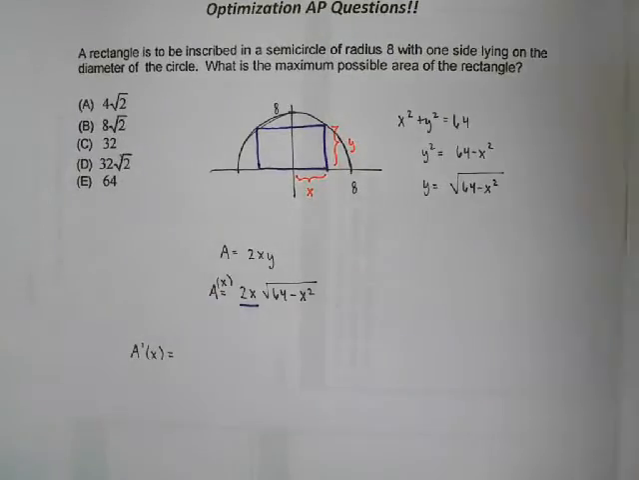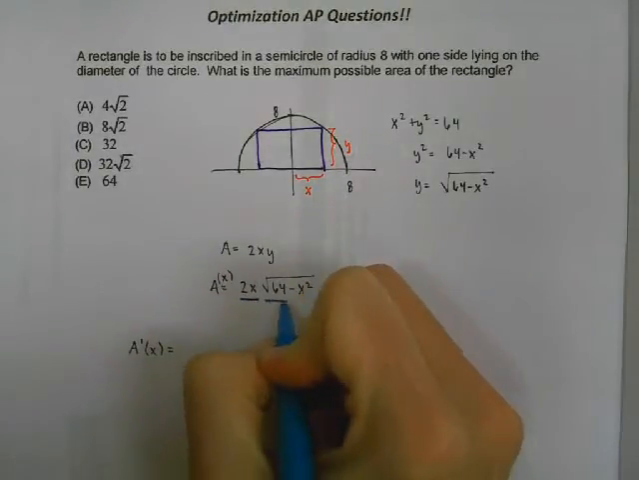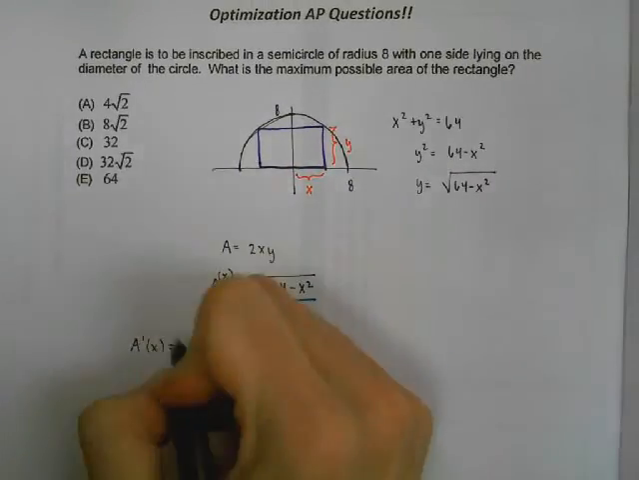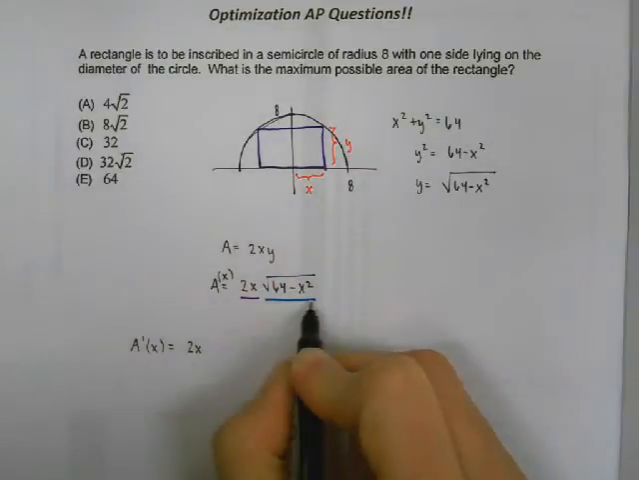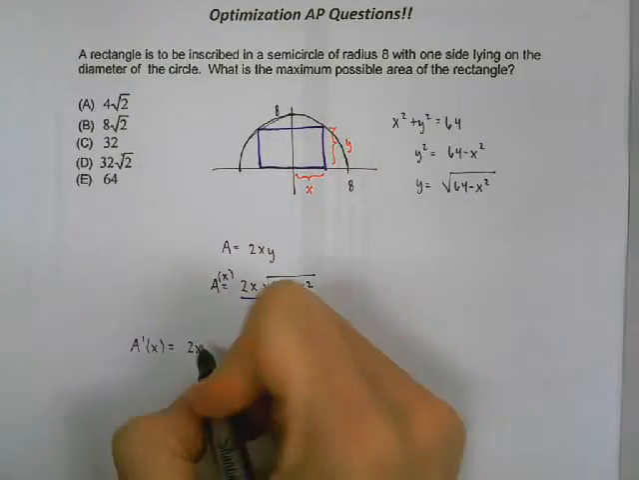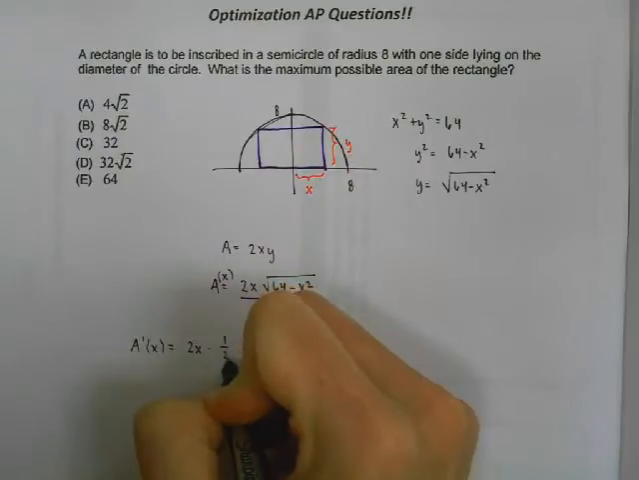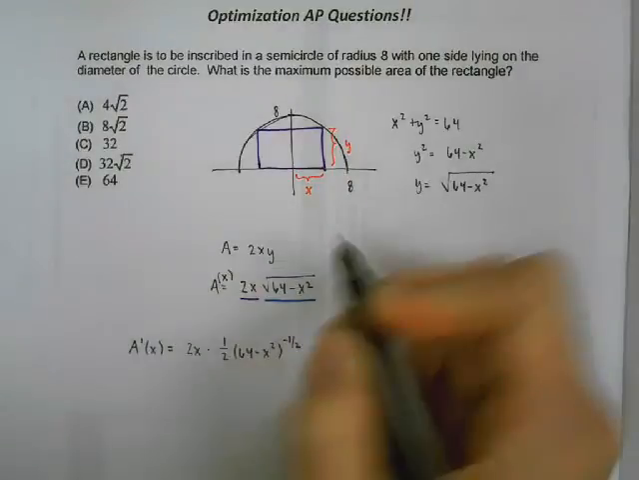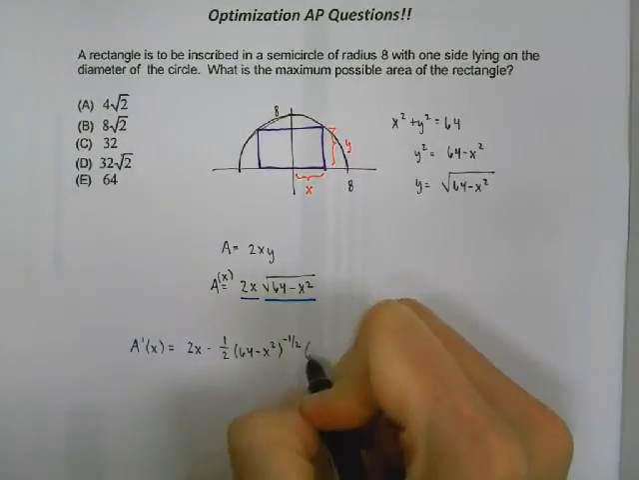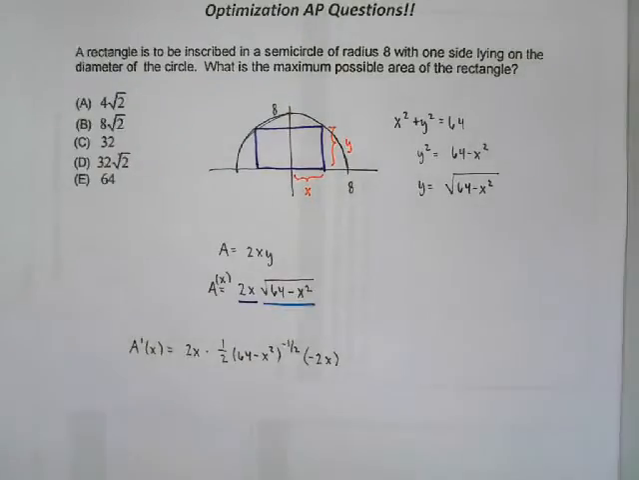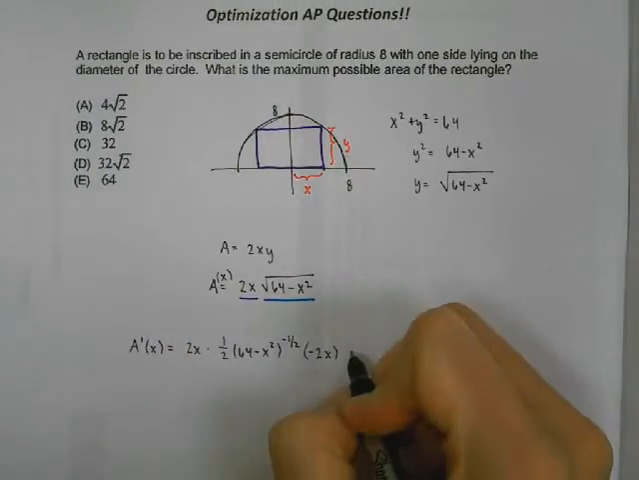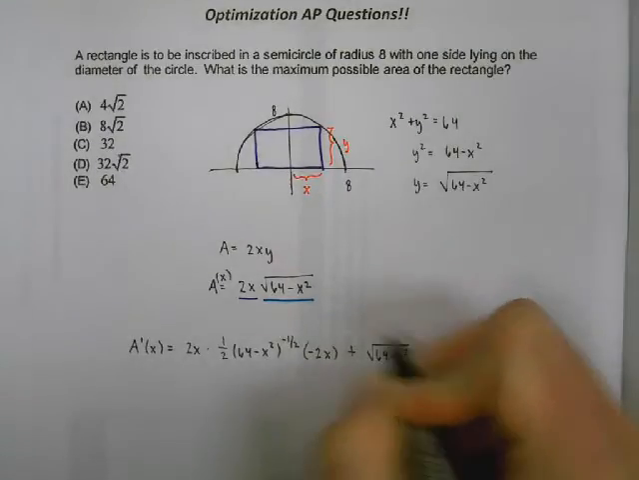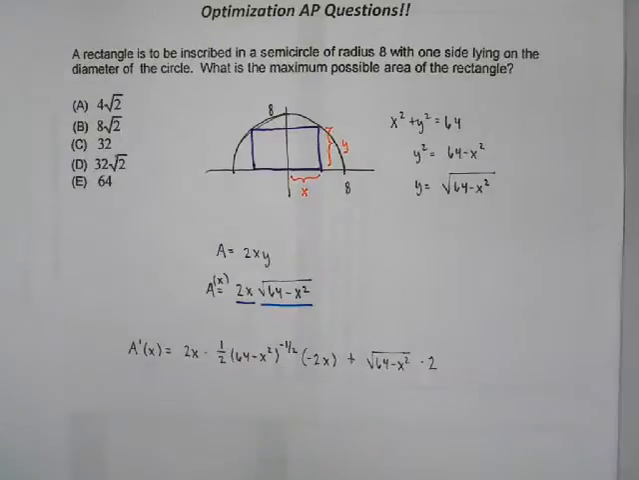So my one function is 2x, and then I have times my square root of 64 minus x squared. So for my derivative, I'm going to take 2x times the derivative of the square root of 64 minus x squared. So that's going to be times 1/2 times 64 minus x squared to the negative 1/2. And now I have chain rule, so I have to take the derivative of the inside. So I have a negative 2x. And now I'm going to do plus the square root of 64 minus x squared times the derivative of 2x, which is just 2.